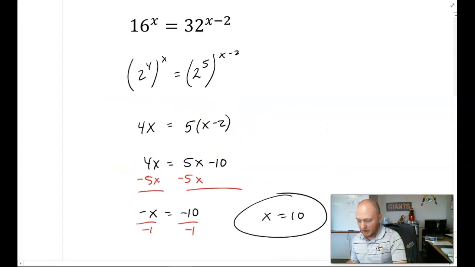All right. Hopefully in this video you learned how to apply the exponential property of equality to exponential equations. You make them the same base, so therefore their exponents have to be the same.